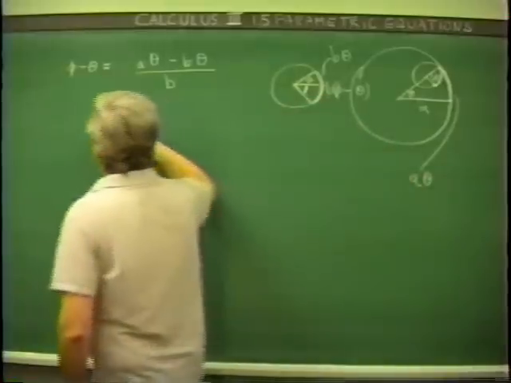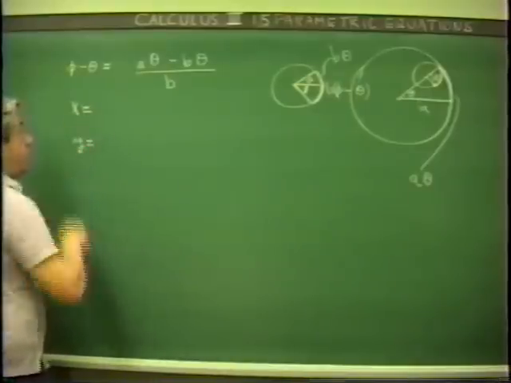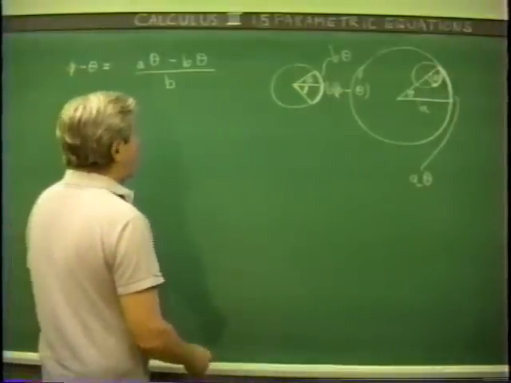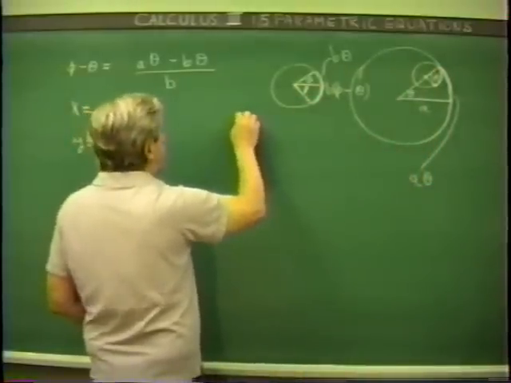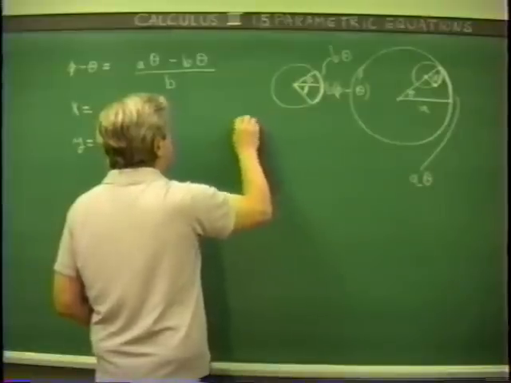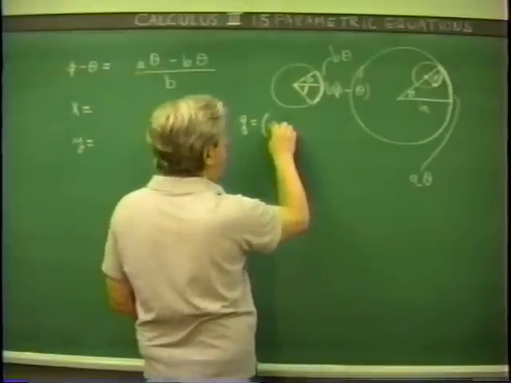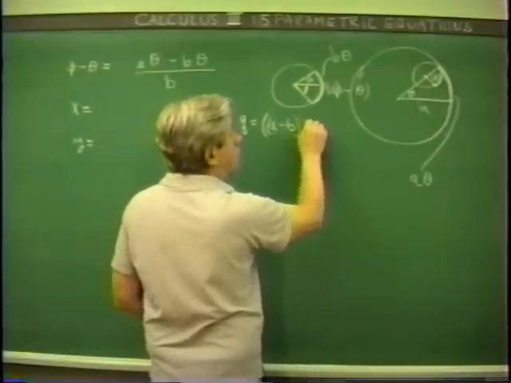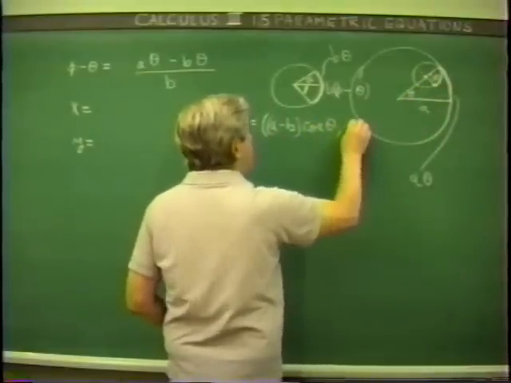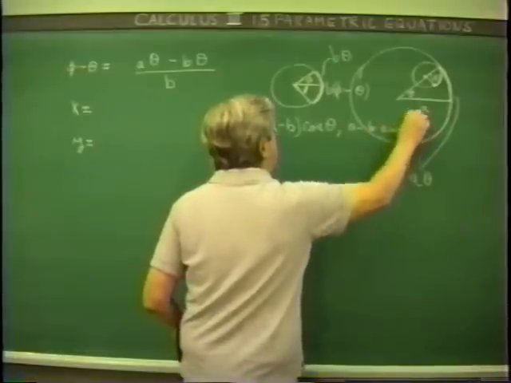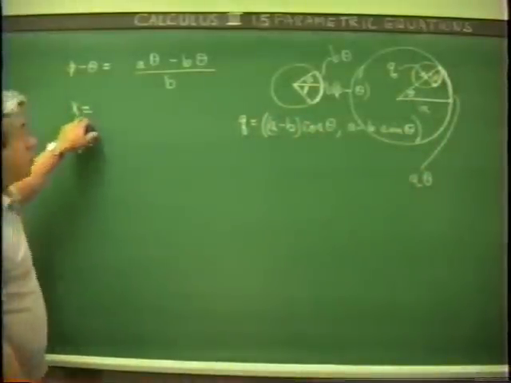Okay, now we want to know the position of this point, x, y, as a function of theta. So we want x as a function of theta, and we want y as a function of theta. If Q is the midpoint of this circle, then Q has coordinates A minus B cosine theta, that's its x coordinate, and its y coordinate is A minus B sine theta. So these are the coordinates of this point Q, which is at the midpoint.